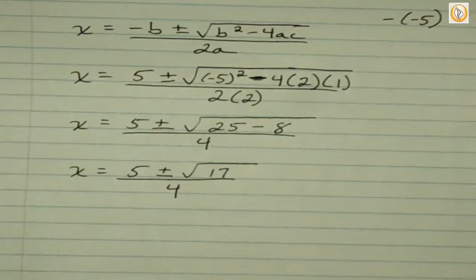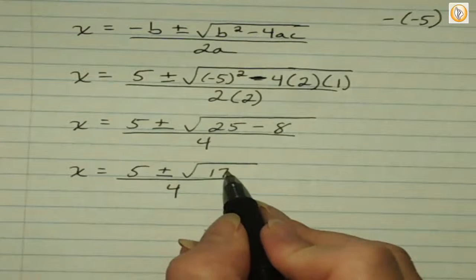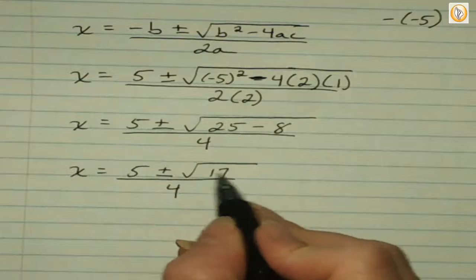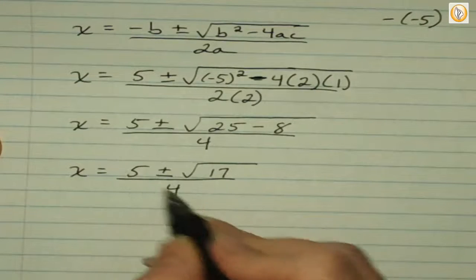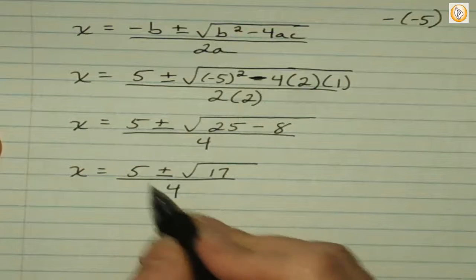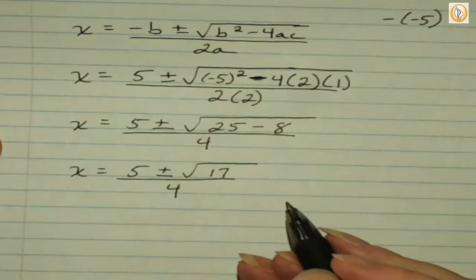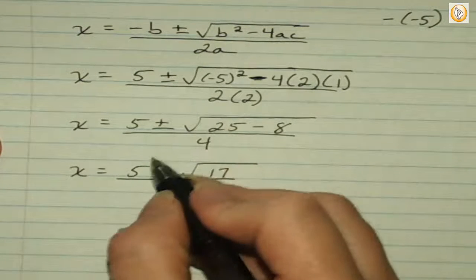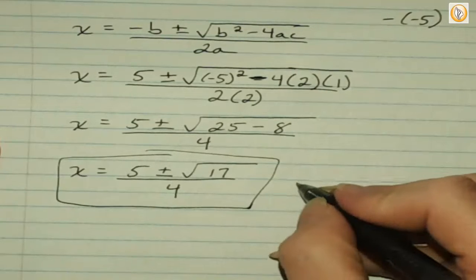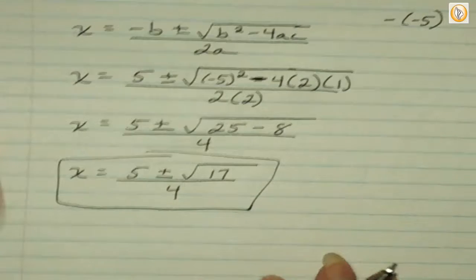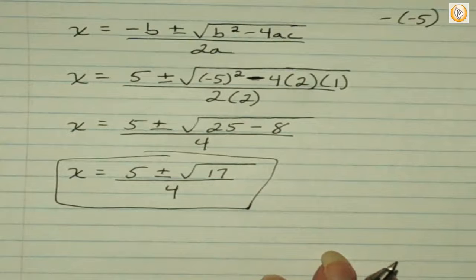All right, Cecilia, what can I do here? Can I do anything with the square root of 17? Can I divide 5 and 4 or simplify it? So is there anything I can do? Nope. You are correct. There's your answer. This is nice.